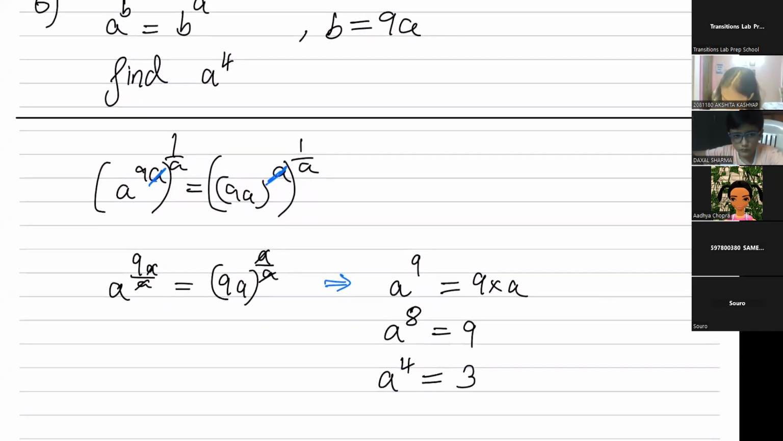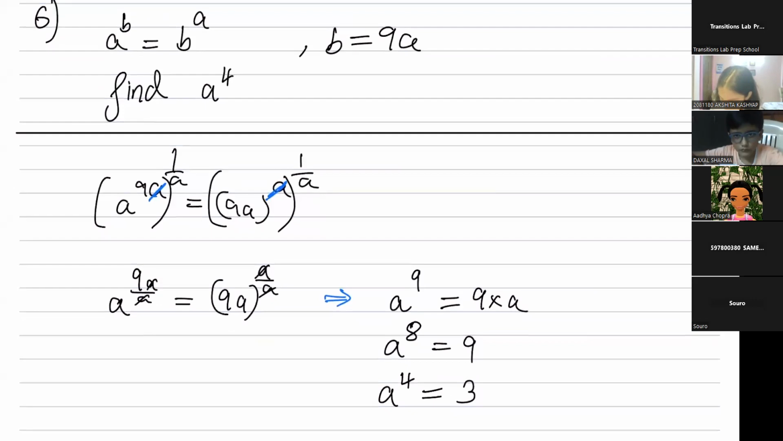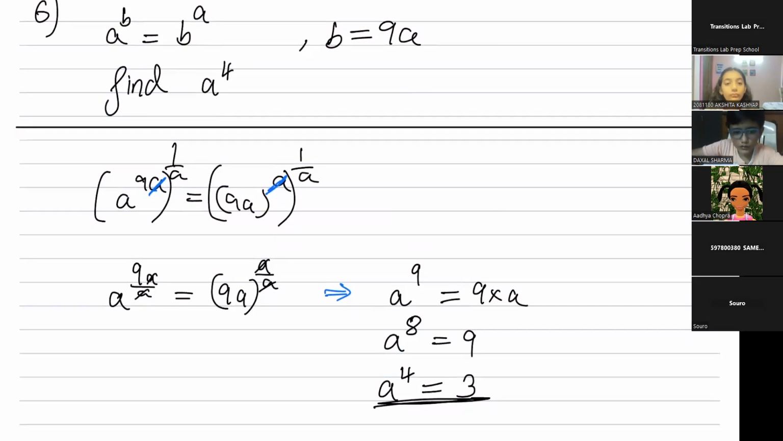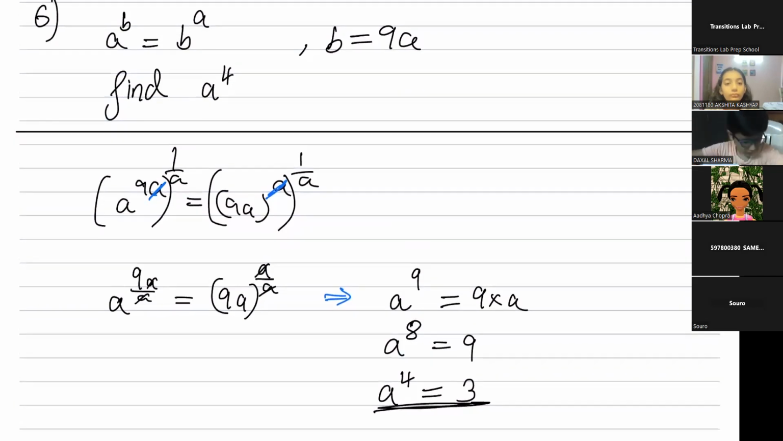Now the answer will be 3 only, not plus minus 3, because again we are dealing with real numbers only. We can't have a fourth power of a number being negative. So this is the only answer. The power 8 is getting a square root, it won't come negative.